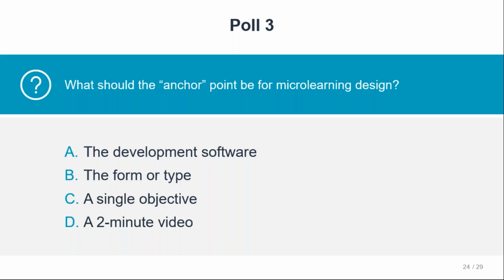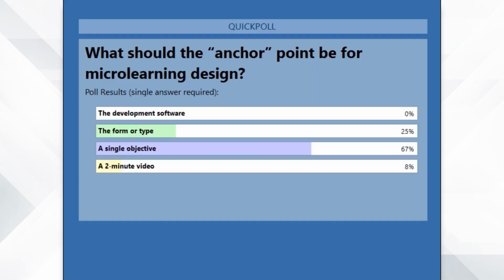Okay, we've closed the poll, and here are the results. So the form or type is 25%, single objective 67%, a 2-minute video 8%, and there are no responses for the development software. Okay, thank you, Shiny. Thank you for the responses. And yes, most of us are correct. So the anchor point for microlearning should be the learning objective, because that in turn will determine the format and also thereby the development software and thereby the time.